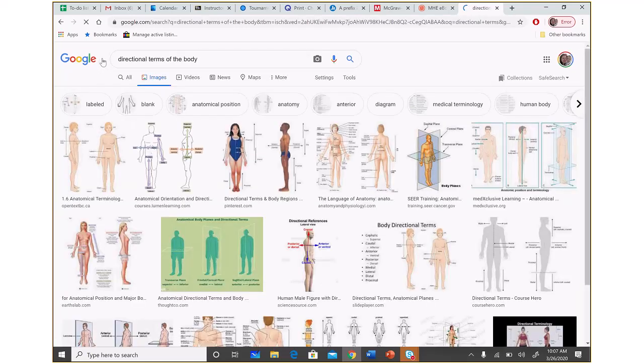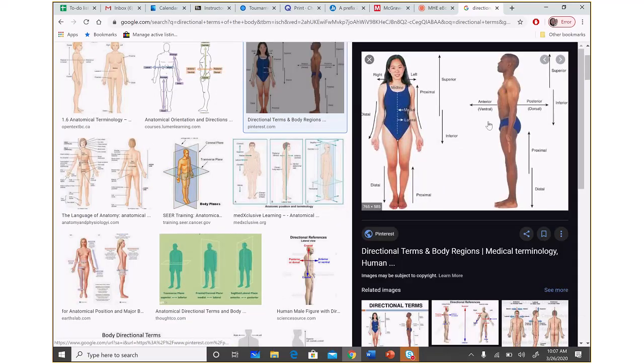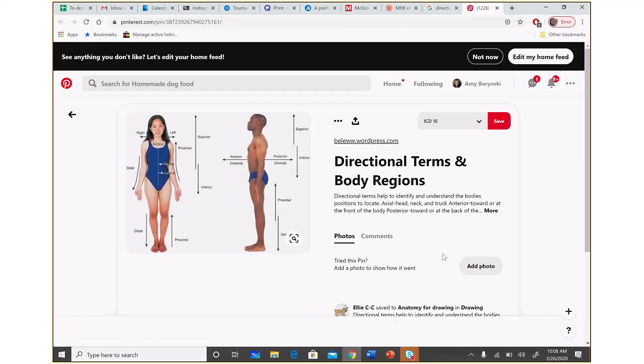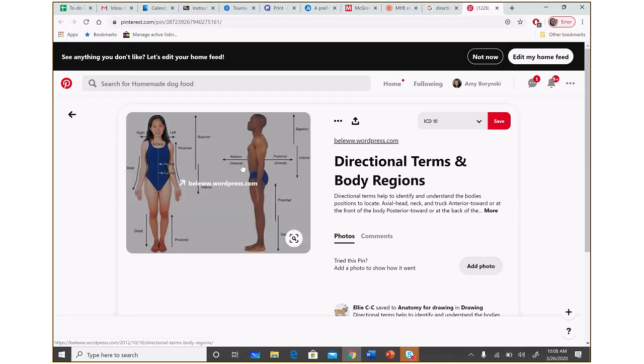Okay. This one unfortunately didn't have the second picture with it, so I'm going to pull this up over here for you. Okay, so we've looked at that picture. Now let's look at this one, more on the right-hand side. You can see this gentleman is now standing to the side, and there is one arrow pointing towards the front of him and one pointing towards the back of him. Okay, and towards the front is a term we call anterior.